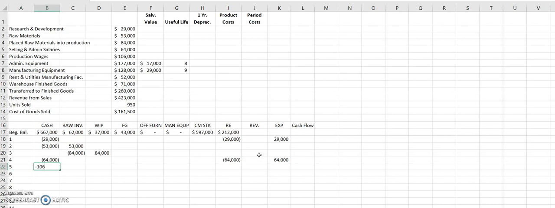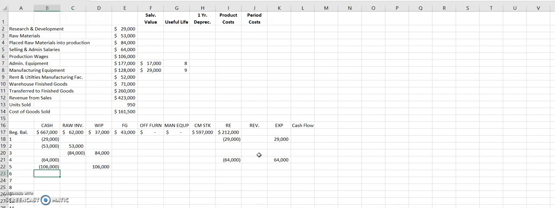Okay, transaction 5, paid $106,000 for production workers. So we paid $106,000 for production wages. Our cash is going to be coming down because we paid those wages, and our work in process is going to increase because that's a cost. It's a conversion cost. It's a product cost, and we account for those in that work in process category. So $106,000 is going to be increased within that work in process.